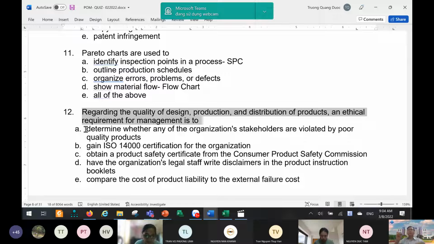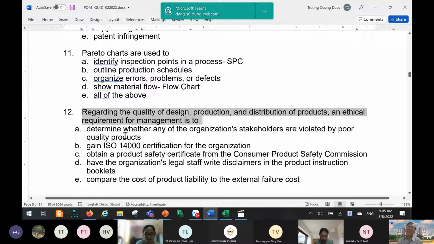Because I think there was a requirement for management when comparing. Okay, it's correct. Yeah.